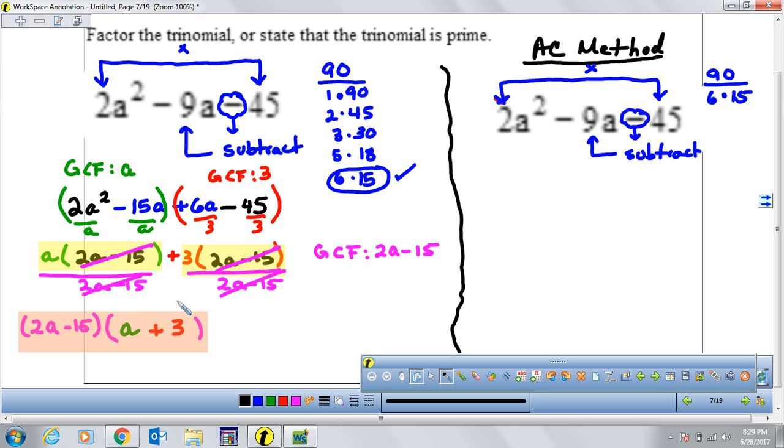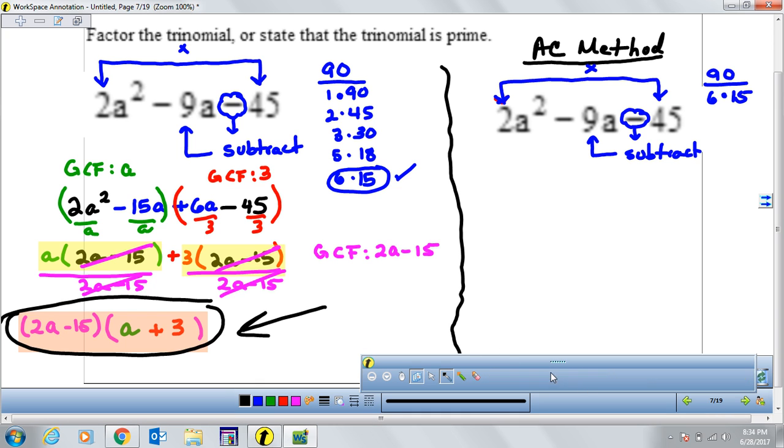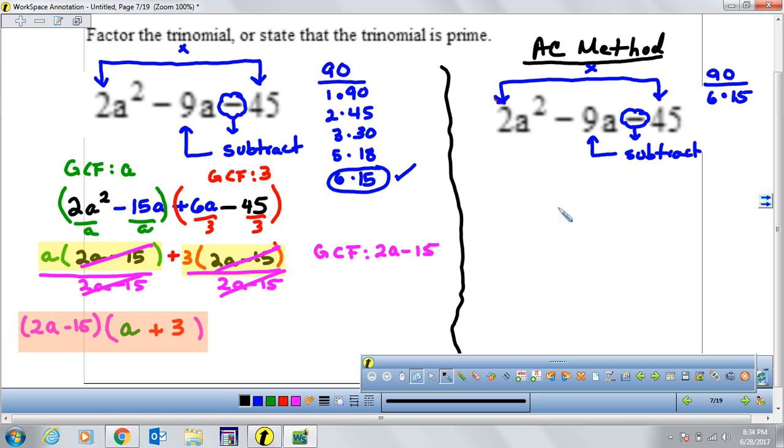I want you to keep an eye on the following. You see that whenever we factor the trinomial, we ended up with two sets of parentheses on the left side right here. So, what does that mean? That anytime we factor a trinomial, this is what we're going to end up with. So on the AC method, that's what we're going to put, two sets of parentheses.